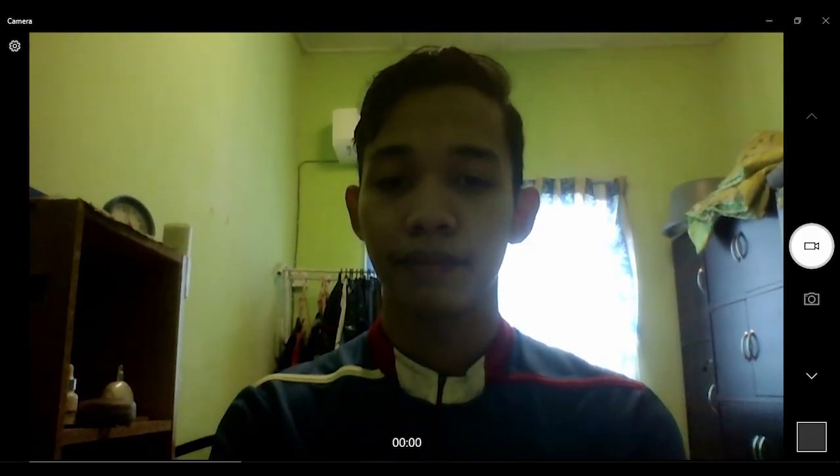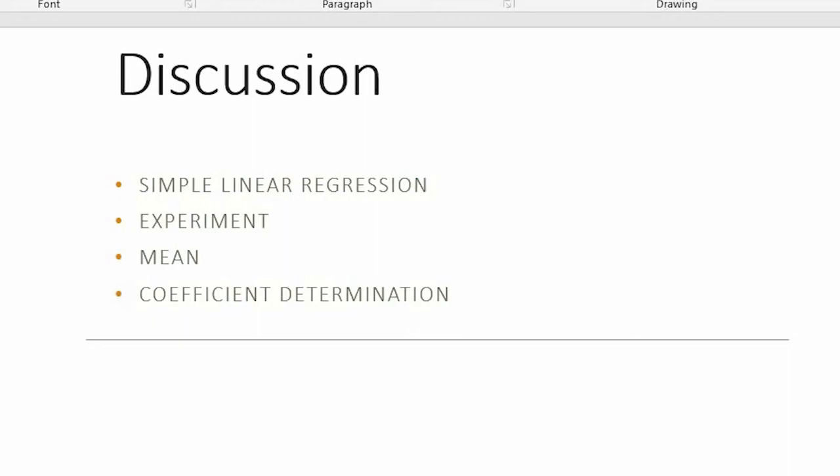Alright, this is the slide. For the discussion, this case study is about simple linear regression. Initially, we have to construct an experiment to investigate the motion of a toy car on a ramp, which is to study the relationship between the distance traveled by a car in centimeters and the height of the ramp in centimeters. By performing the experiment, we are able to figure the mean of the distance independent variable, and the distance traveled identified as y, as it depends on the height of the ramp.